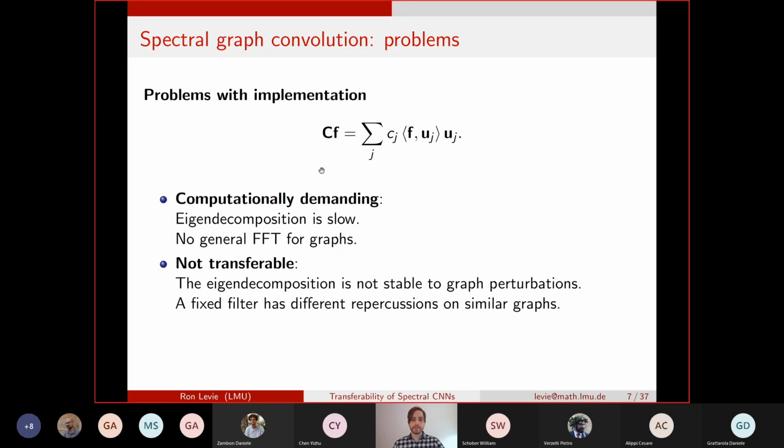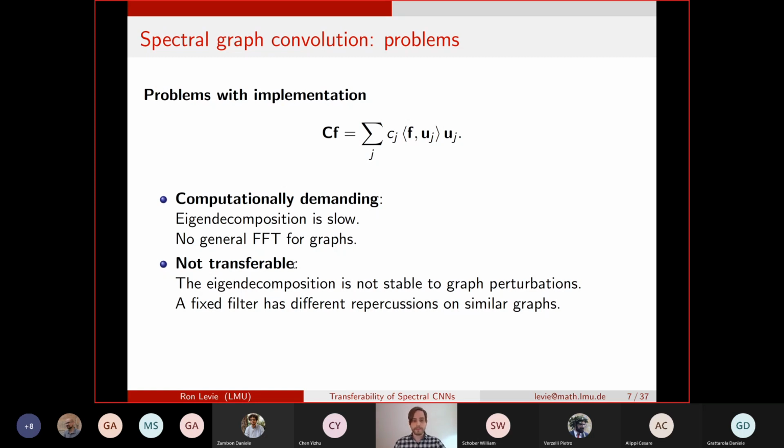And the other drawback of this specific implementation is that it is not transferable. So let me explain why it is not transferable. In transferability, I need to first of all define what I mean by two graphs representing the same phenomenon. And perhaps the most basic definition would be two graphs which are small perturbations of each other. Namely, I have a graph, and the second graph Laplacian is a small perturbation of the first graph Laplacian. So obviously, because these two graphs are almost the same graph, they represent the same phenomenon.